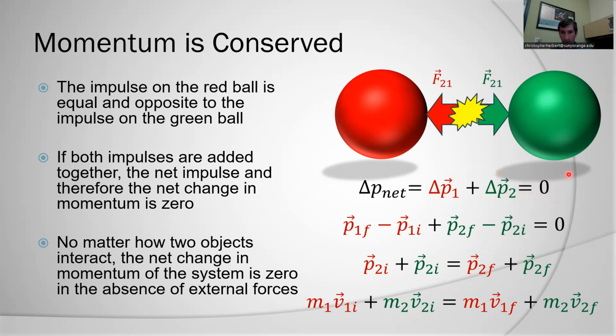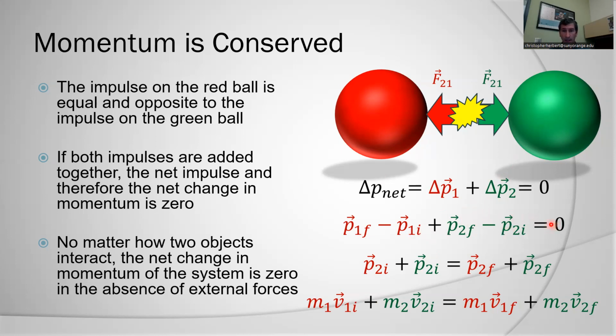I can rewrite this equation. We can say that delta P1, the change in momentum of this red ball, is going to be equal to its final momentum minus its initial momentum, plus the change in the momentum of the green ball, final minus initial. This is all going to add up to be equal to zero.